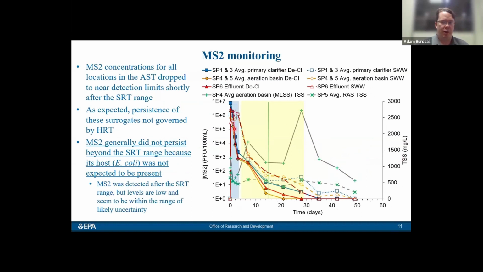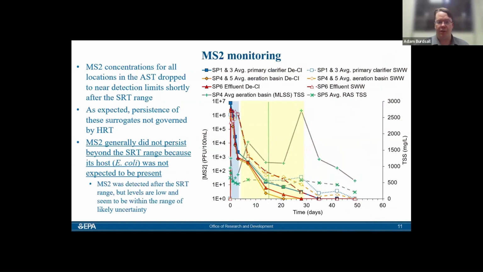So for MS2, we have a similar figure here. We did a couple of different tests that I have separated out. One of them had mostly dechlorinated tap water, and then the other one used a synthetic wastewater mixture that includes several chemicals that are designed to emulate things that are normally found in actual wastewater. It would have contained more organic materials, but there wasn't really a distinct difference between the two experiments.